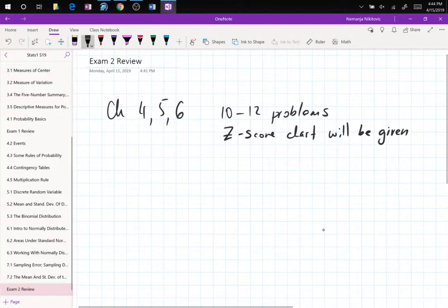What else? Just standard exam stuff. There's nothing special about this exam. Chapters 4, 5, 6, 10 to 12 questions. Some of those questions are extremely quick, as you've seen, right? And some will take a little bit longer to compute.